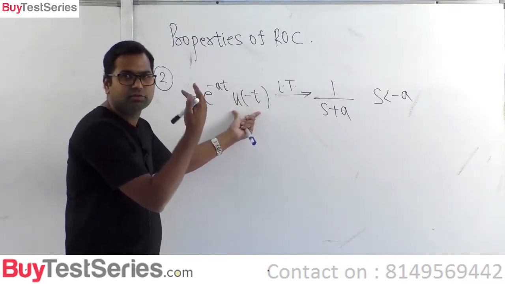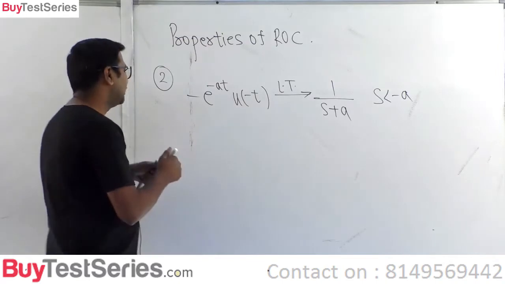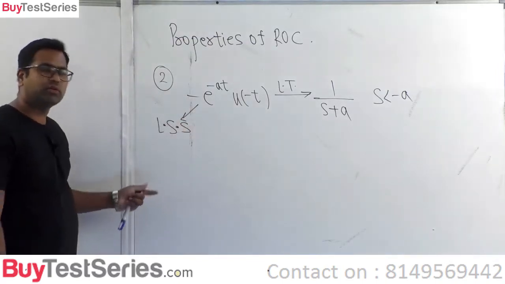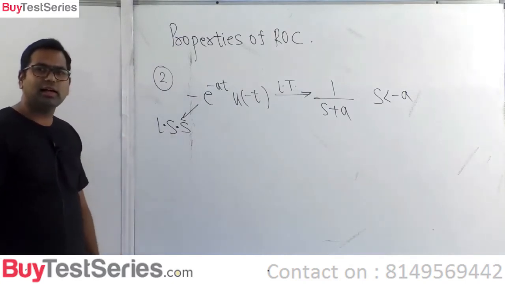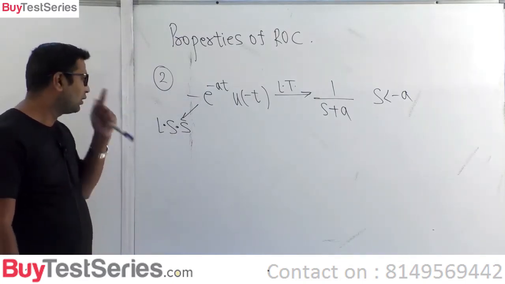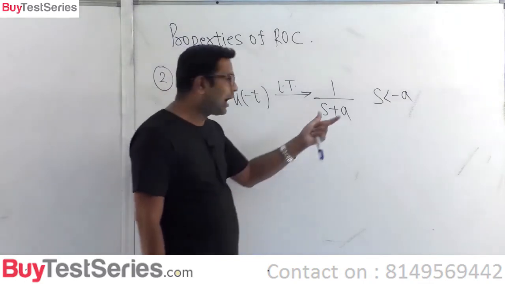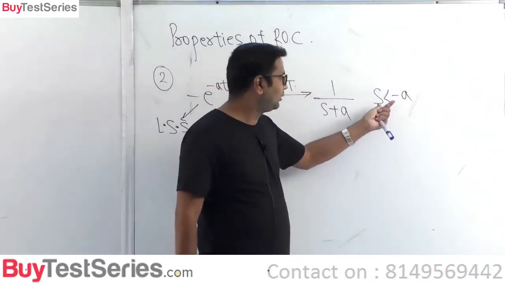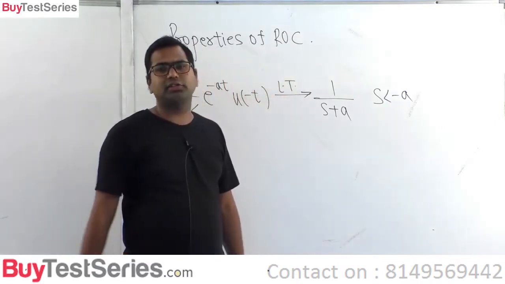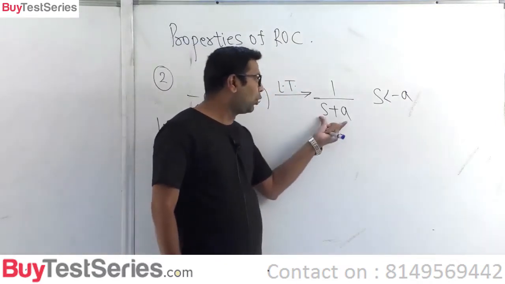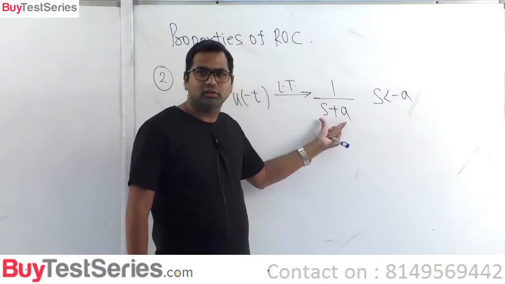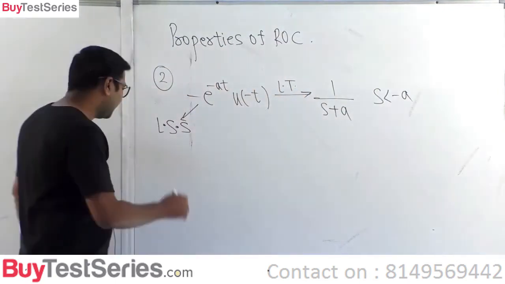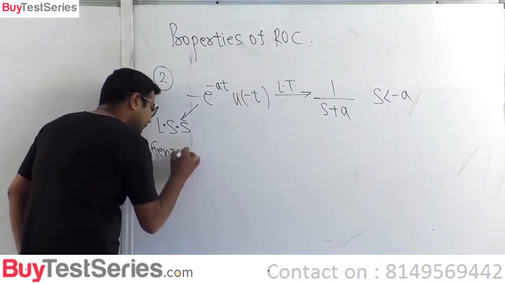Since the signal starts from 0 and goes to minus infinity, such a signal is called a left-sided signal, which I have abbreviated here as LSS. For a left-sided signal, ROC will always contain the less than sign, and it will be less than the pole of the system. In this case, the pole of the system is minus a. Therefore, ROC is s less than minus a.